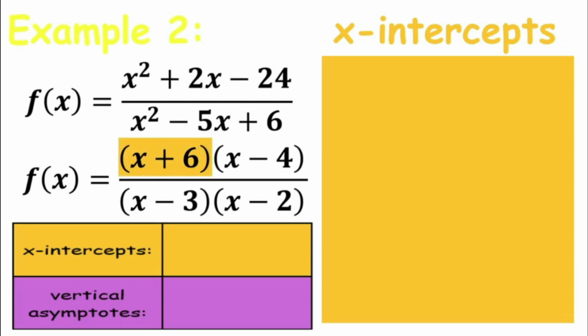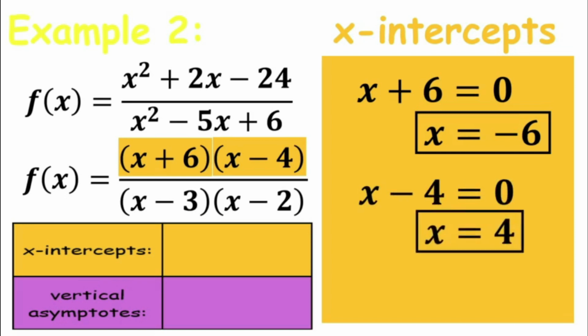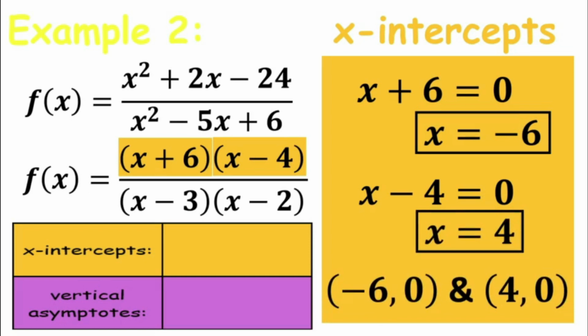First, we have x plus 6. x plus 6 is equal to 0. Transpose positive 6, we have x is equal to negative 6. Next, we have x minus 4. x minus 4 is equal to 0. Transpose negative 4, we have x is equal to 4. The two x-intercepts are (negative 6, 0) and (4, 0).